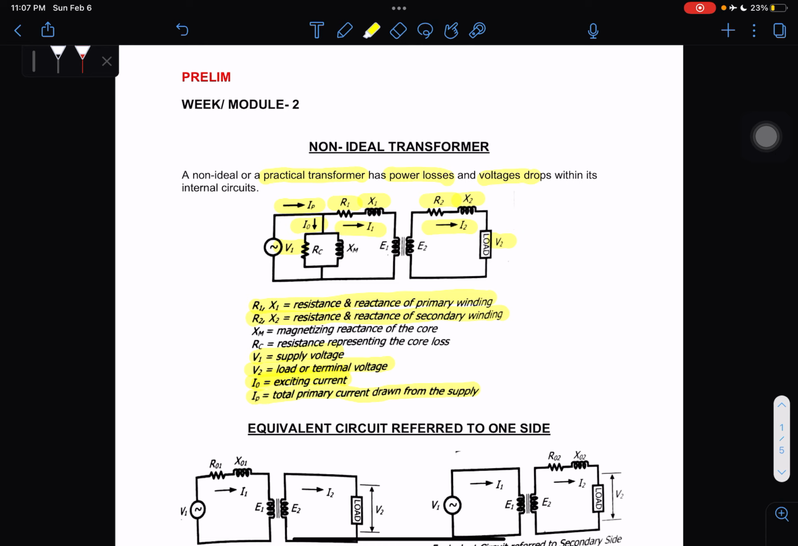And we have RC. RC is the resistance representing the core loss. So we have on our primary side the resistance for our core loss. And XM is the magnetizing reactance of the core. So we have the voltages E1 and E2.